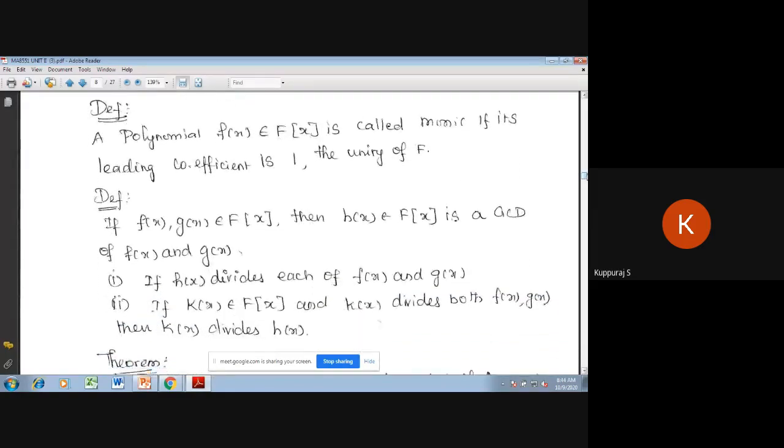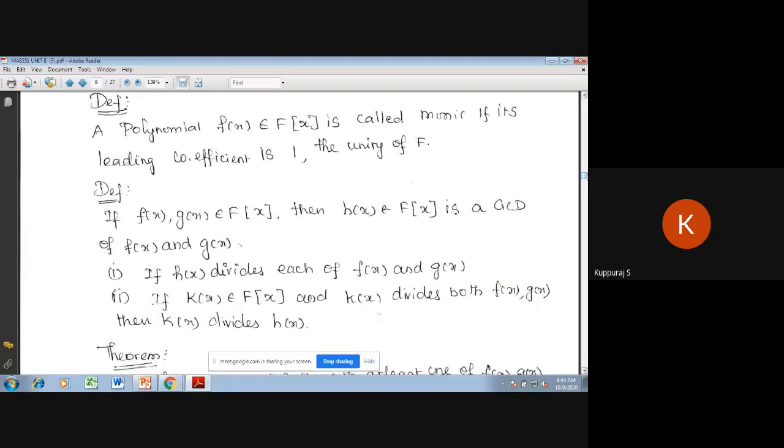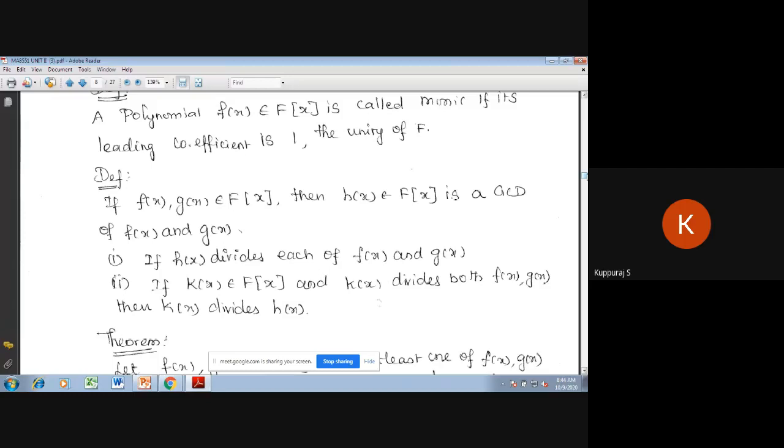Our next definition: a polynomial f of x which belongs to capital F of x is called monic if its leading coefficient is 1, the unity of the field capital F. The leading coefficient should be 1, which is the unity of capital F. At that time, the polynomial f of x is called monic.